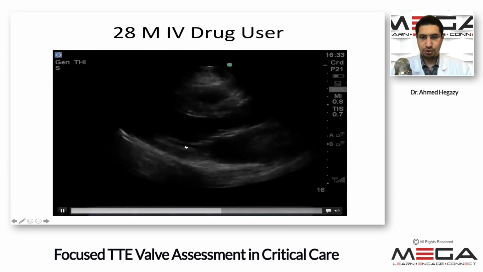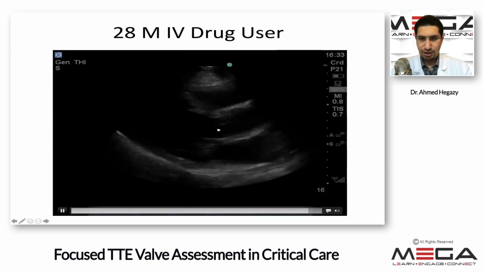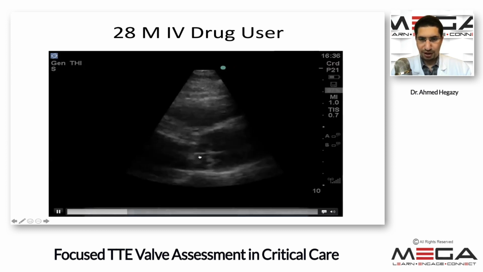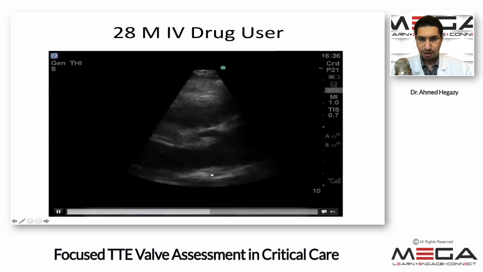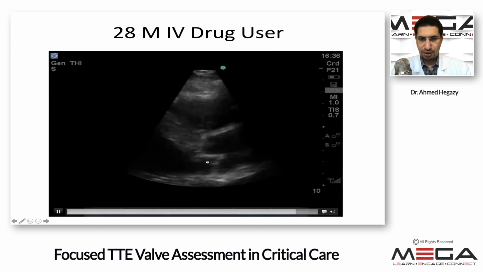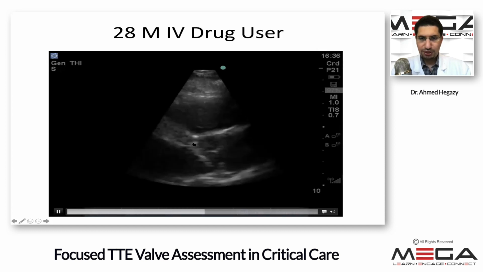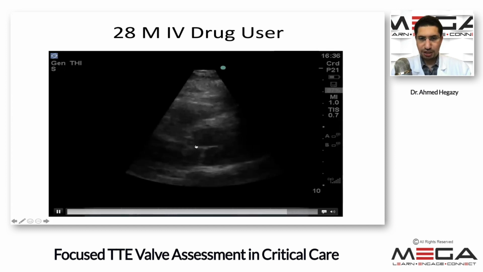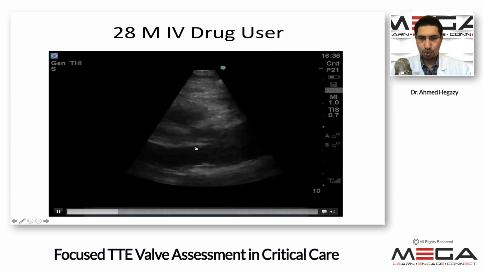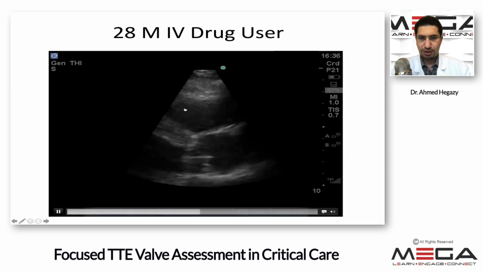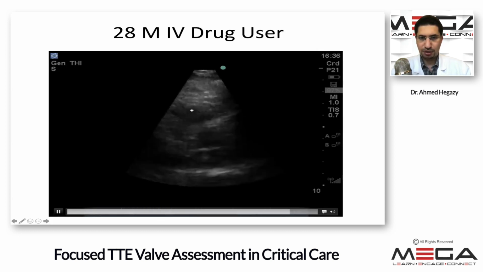And this is our parasternal long axis. Nothing really jumping at us here, but let's zoom in a bit more on that aortic valve. And once we zoom in on that aortic valve, it becomes very clear that the aortic valve is grossly abnormal. And what we see here is one of the cusps of the aortic valve, and this is usually the right coronary cusp because it's pointing towards the RVOT.